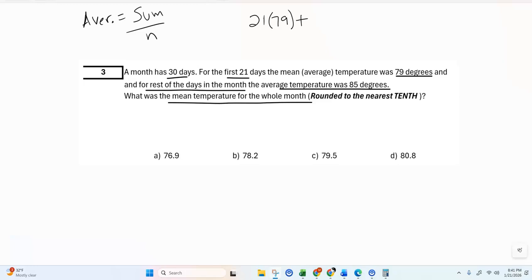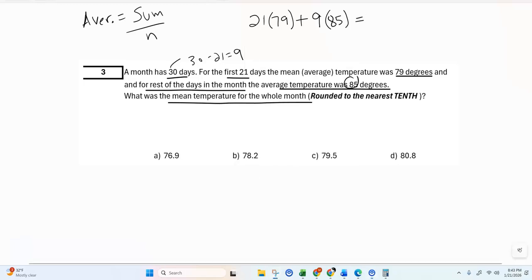Well, how many days? Well, there's 30 days, right? So 30 minus 21 is equal to 9, right? So that means we're going to have 9 days, and that's going to be at an average of 85, right? So this goes here. Okay, now that's the sum, right? So that gives us the sum all on top. So it's kind of like a two-part type problem, okay?